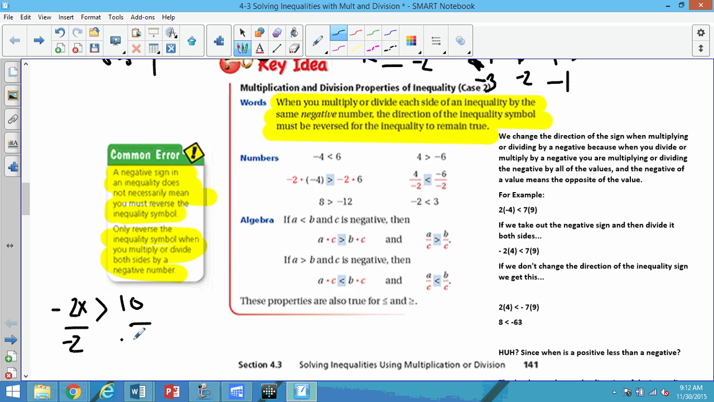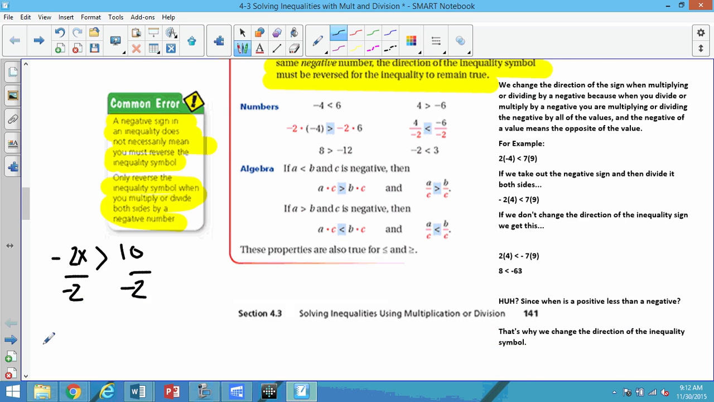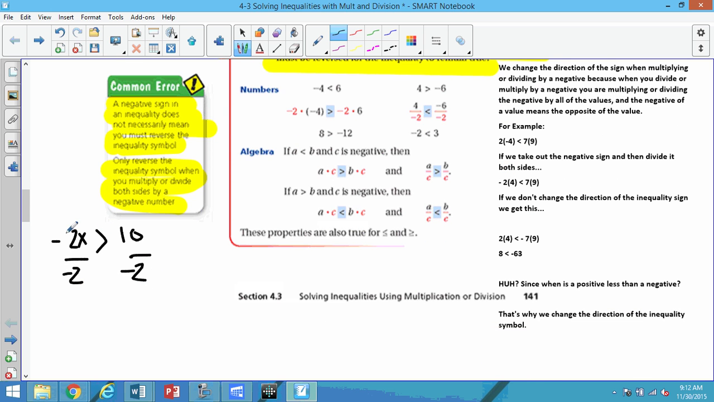I think you all pretty much understand that to get the variable alone, okay? Now, because I'm dividing by a negative number, you bring down your x, and 10 divided by -2 is -5, but my sign is not going to be greater than, it's going to be less than. You have to flip the sign, okay? That is a big deal. The greater than then becomes a less than because you are dividing by that negative number. Anytime you divide or multiply by a negative number, you have to flip the sign.